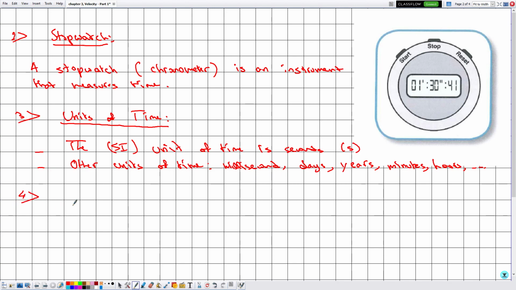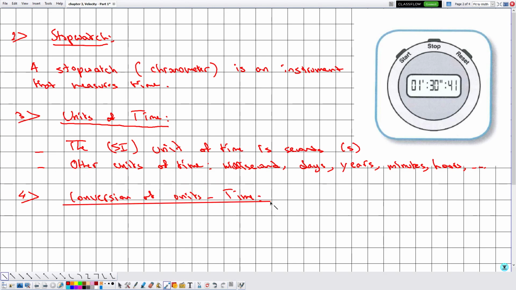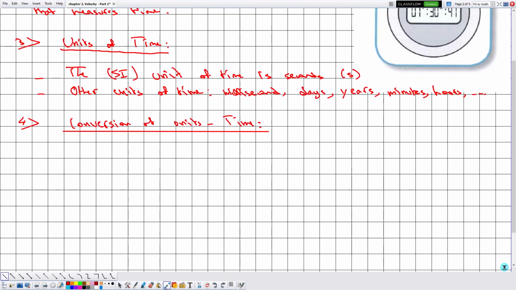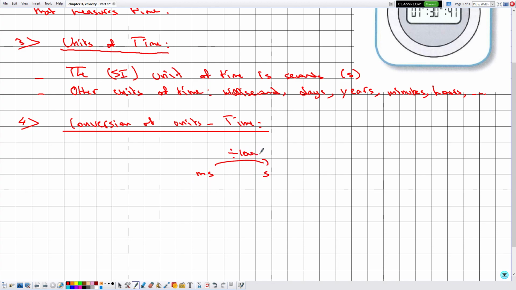Now also let me specify a list of conversion of units related to time. From milliseconds to seconds we divide by 1000. For this reason, going from seconds to milliseconds we multiply by 1000.